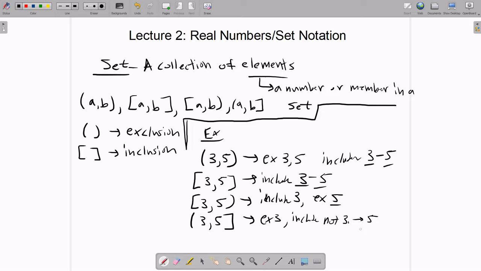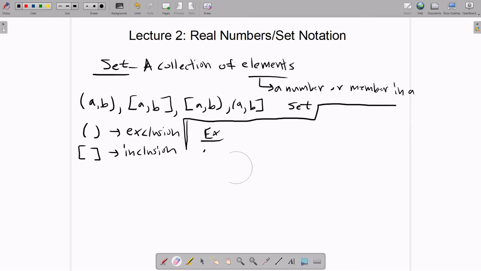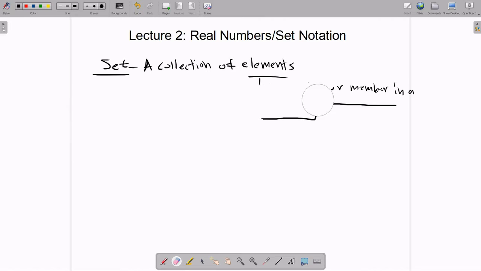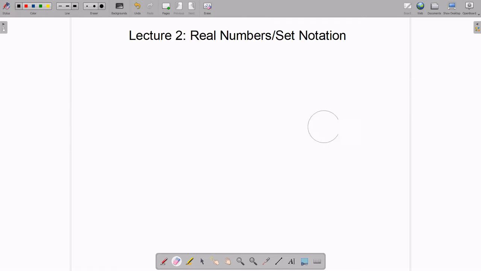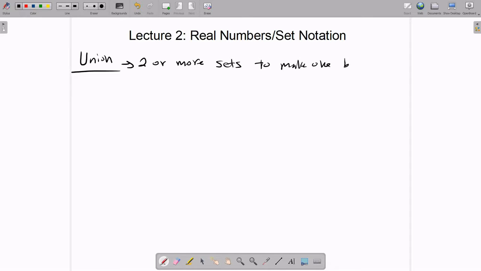Now the next part, if you understand this already, would be something called unions and intersections. Let's start with union first. With a union, you have two sets that you would combine together to form a bigger set. A union is a convenient way of simplifying sets into just one big group instead of 2 or 3 or 4 or 5 different groups. A union will be two sets, or I guess 2 or more sets, to make one bigger set.